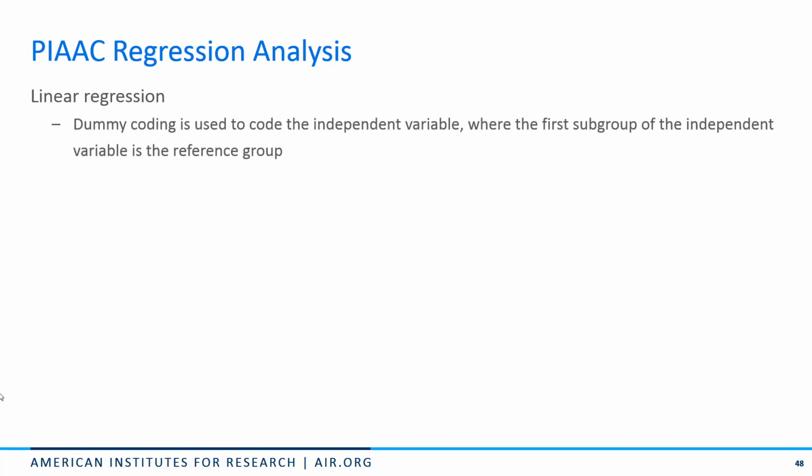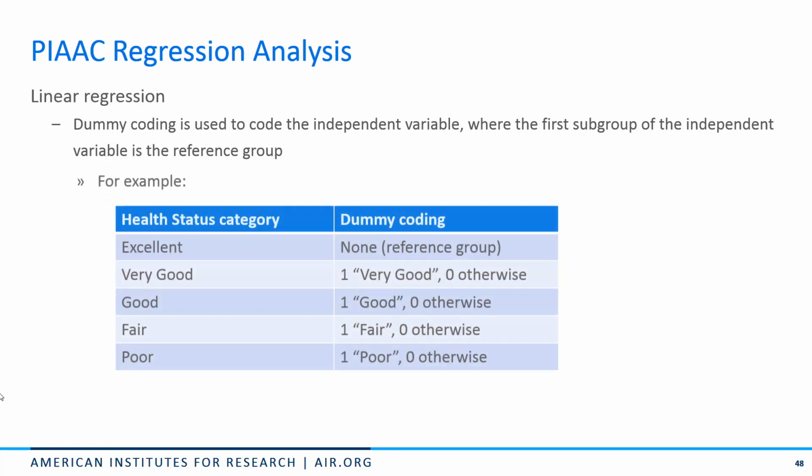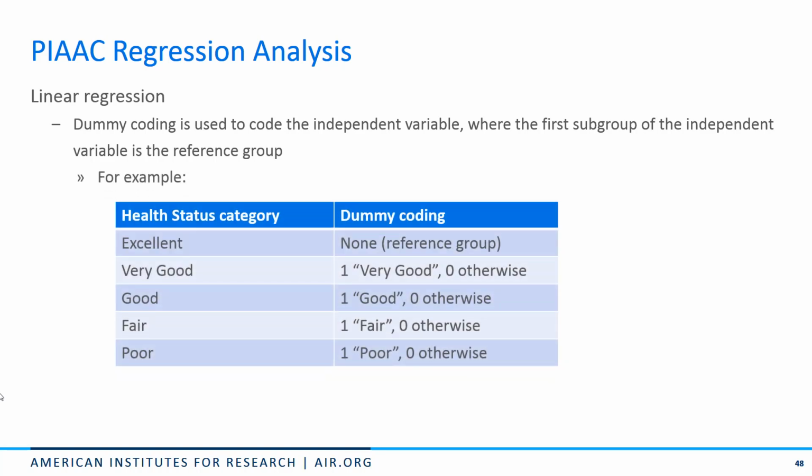Here, dummy coding is used to code the independent variable, where the first subgroup of the independent variable is the reference group and cannot be changed. This is useful for comparing each subgroup against a reference group. For example, if the subgroup excellent is the reference group for the independent variable health status, the IDE creates a very good dummy variable, 1 for respondents who answered very good, 0 otherwise.